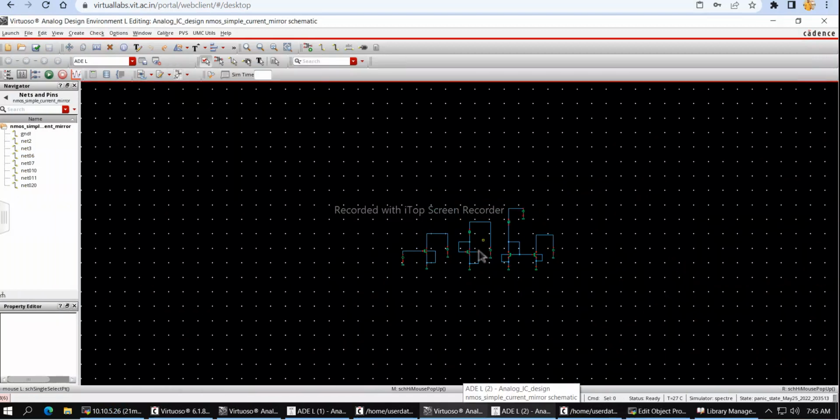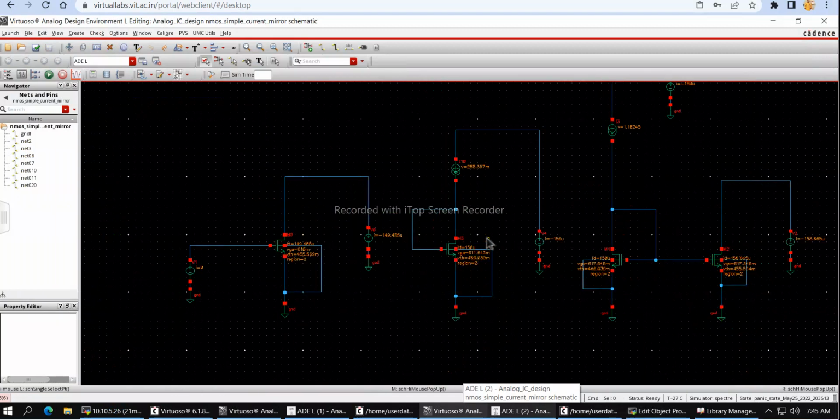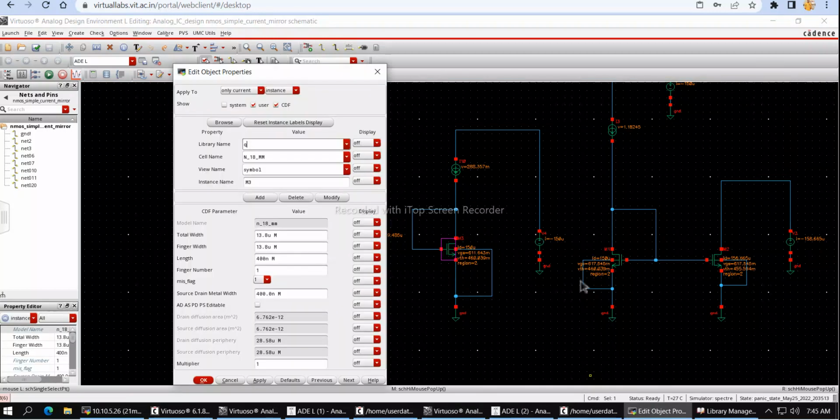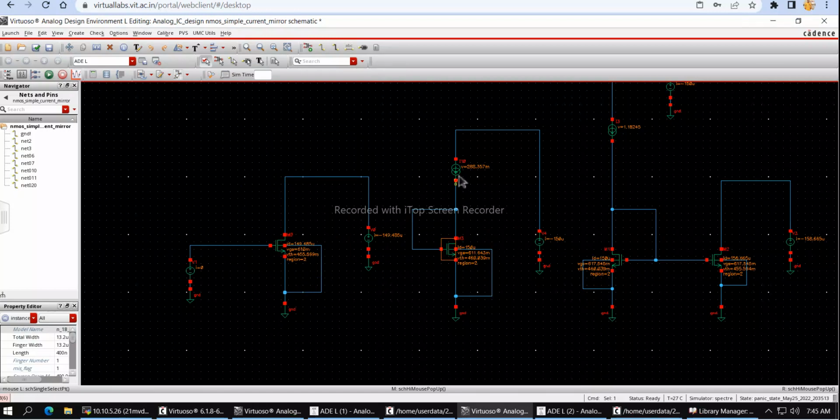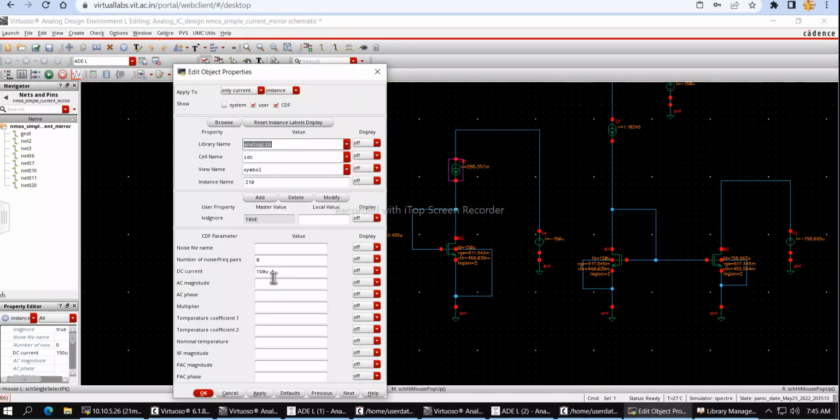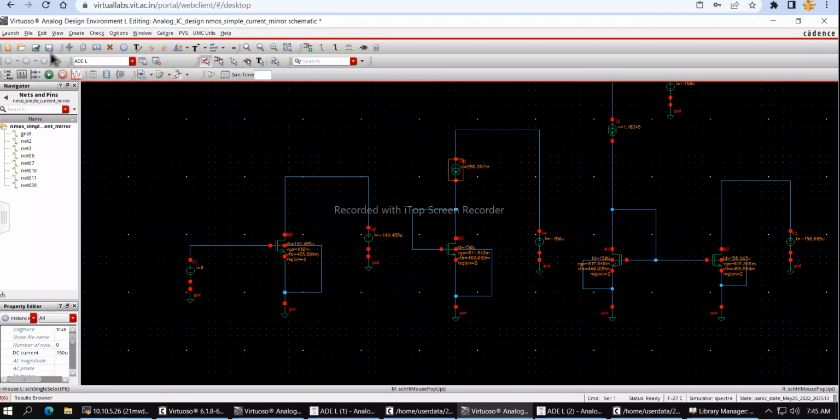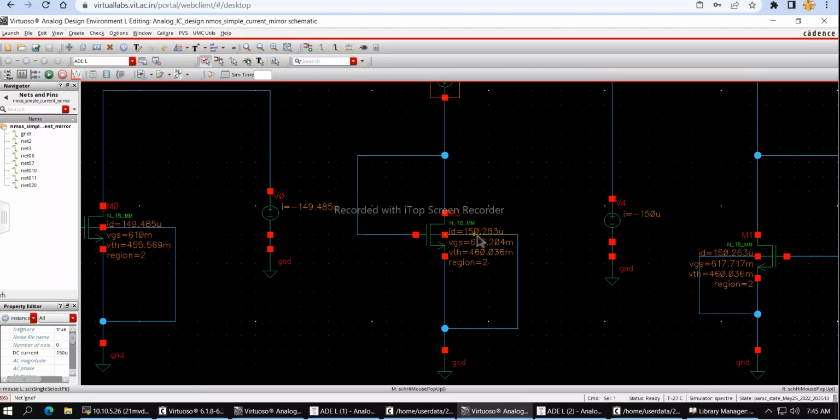So now we shall construct a simple current mirror. We know that the width of NMOS we obtained is 13.2 micrometer. We shall change the width of NMOS to 13.2 micrometer, and the current source should be 150 microampere. So now this NMOS is capable of sinking 150 microamperes, and this terminal ensures it is always in saturation. See, we can see this is 150 microampere.